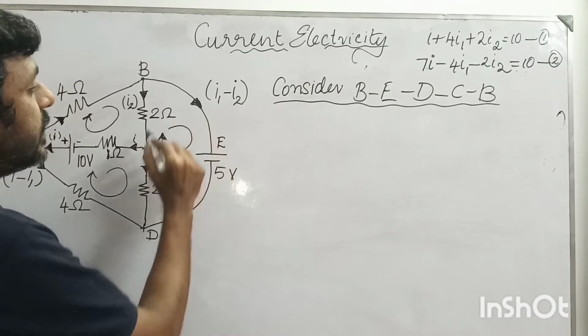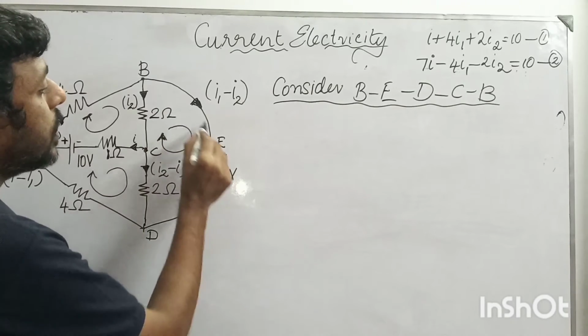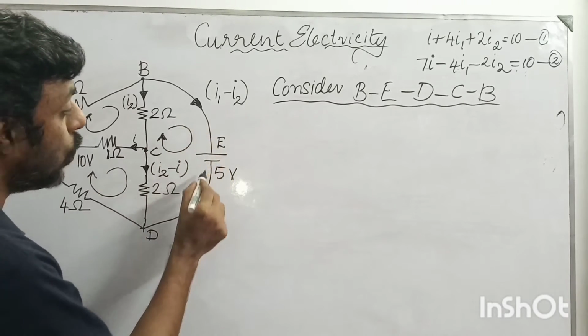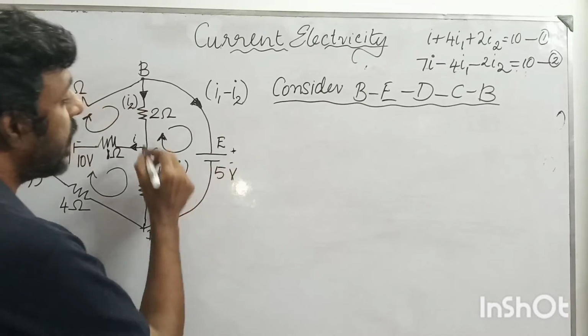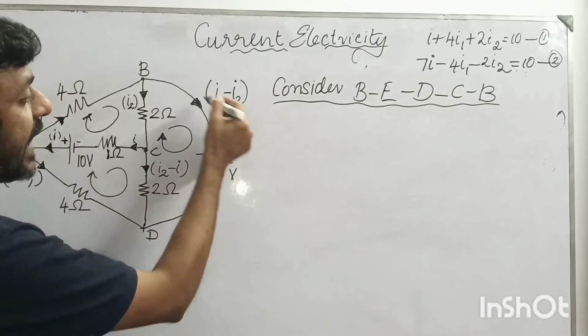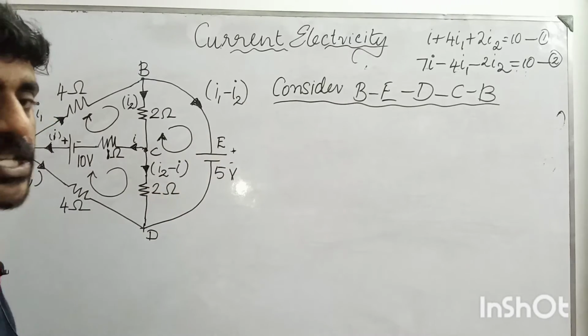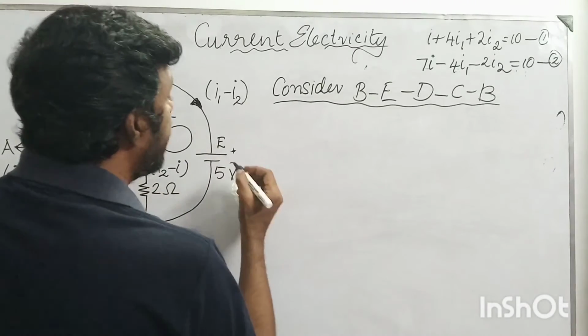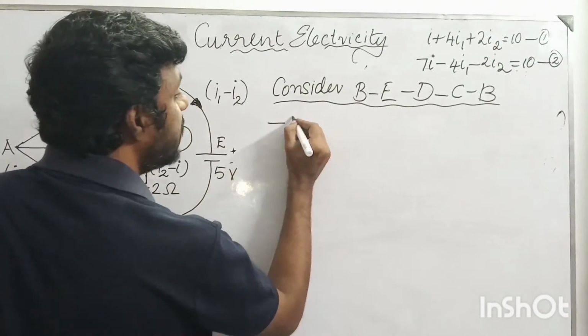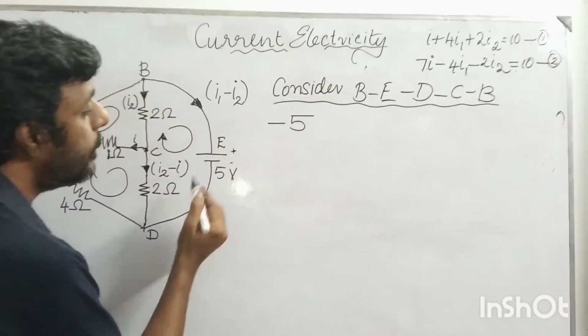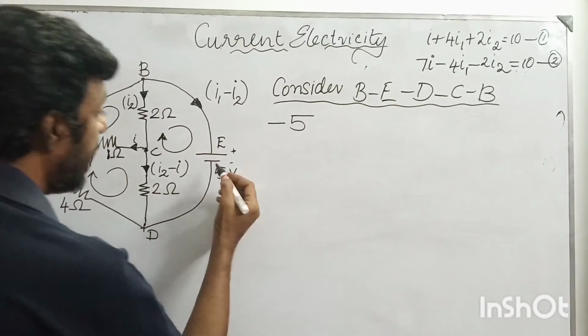While traveling in the clockwise direction, I encounter a battery source, the voltage source, with the plus terminal. This is the minus terminal. So when I travel in the clockwise direction, and if I experience a positive terminal in the first stage, what will happen? I need to introduce a negative sign. And I express the voltage source as 5. So minus 5, right? So minus 5.